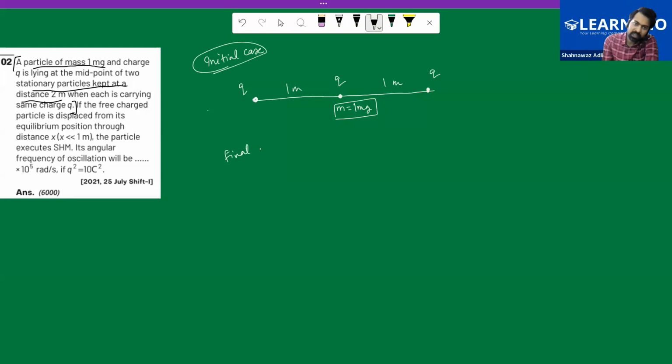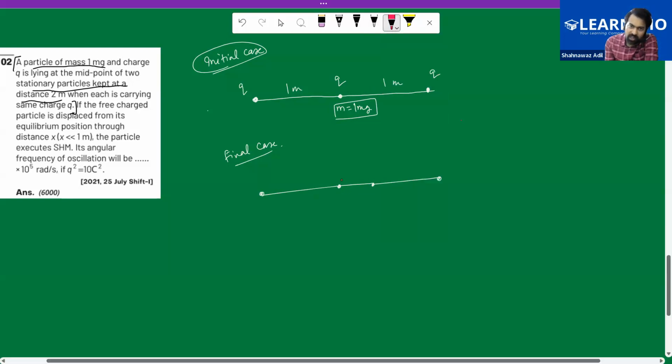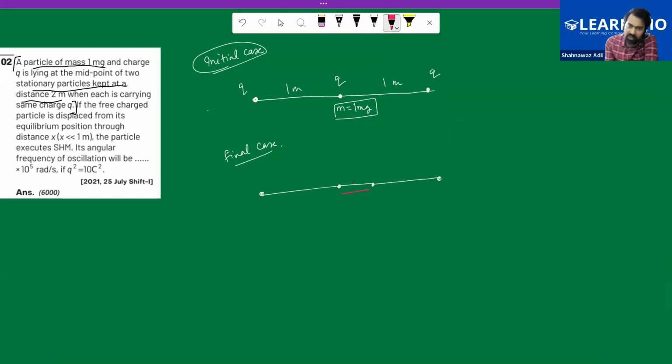in the second case, what we are doing is that if the free charge particle is displaced from its equilibrium position through distance x, right? So we are displacing this thing at some distance, let's say in here. So we displace this thing. Right, so this is the displacement that we have done. So earlier it was in the middle. Now we have displaced this thing x meters.